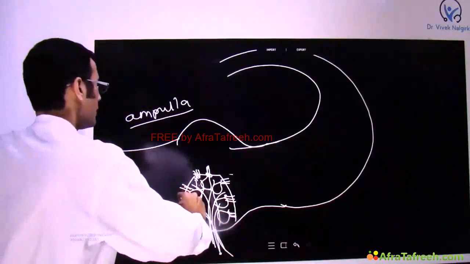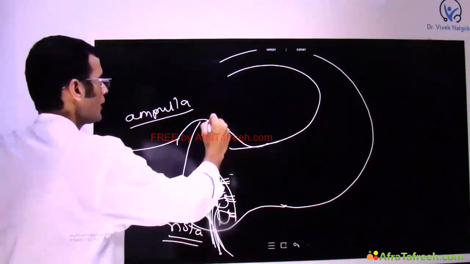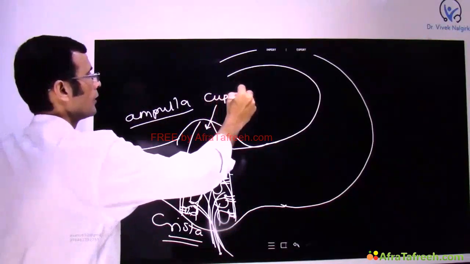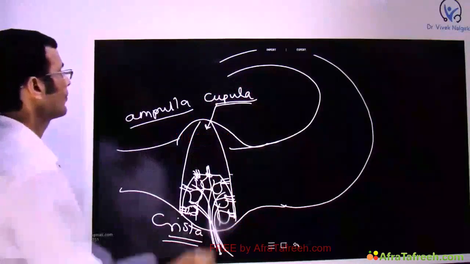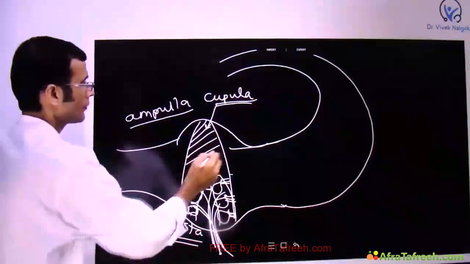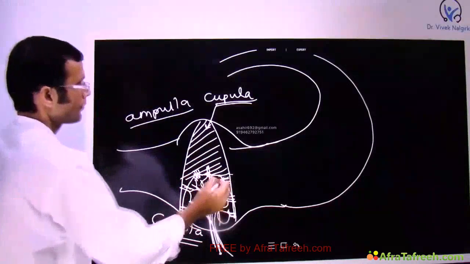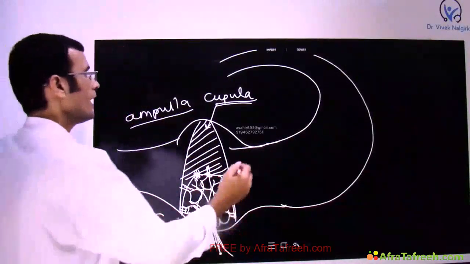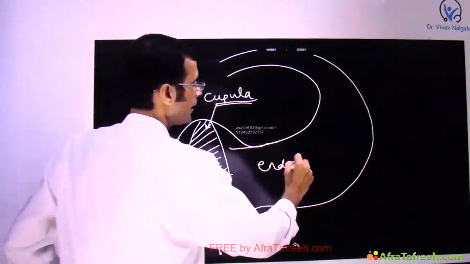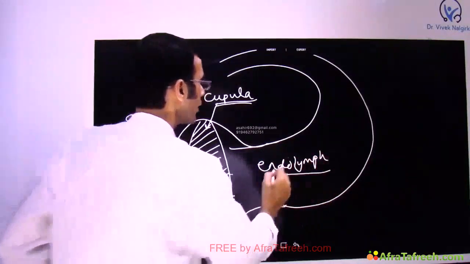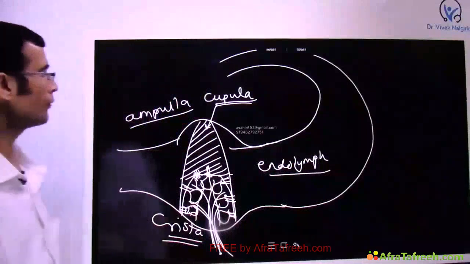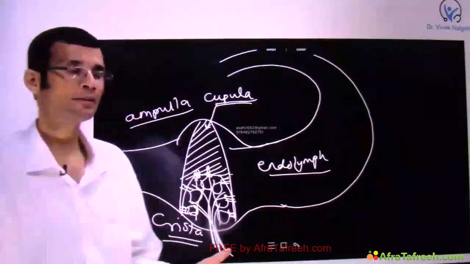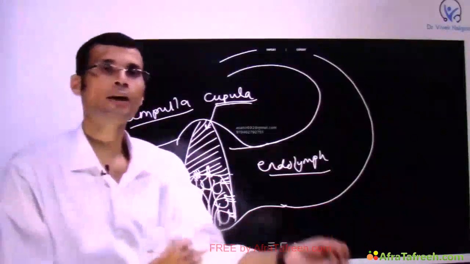On top of the crista, there is a structure called the cupula. So, how is it that we maintain balance during angular rotation of the head? Also, how is it that there is nystagmus during the rotation? Let's try to understand this.